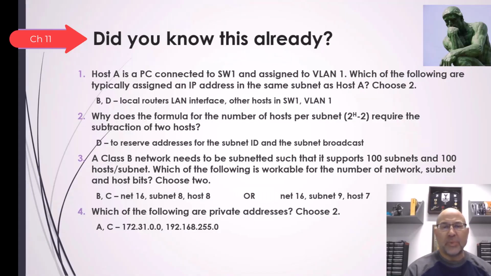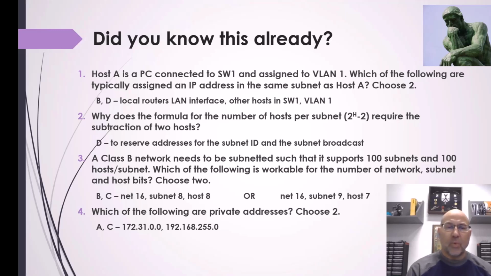So host A is a PC connected to switch 1 and assigned to VLAN 1. So it's in a network, and that network belongs to a VLAN. Which of the following are typically assigned an IP address in the same subnet as host A? Choose 2. Well, your router is always going to be on your network or your subnet, and other hosts in switch 1, VLAN 1 would also have to be on the same network.